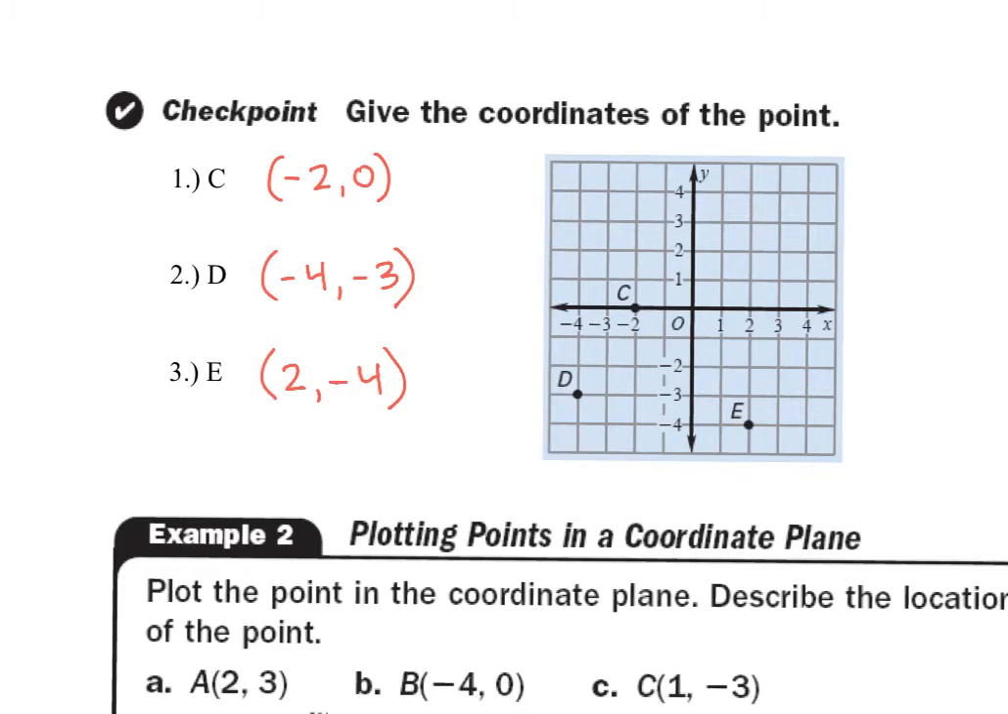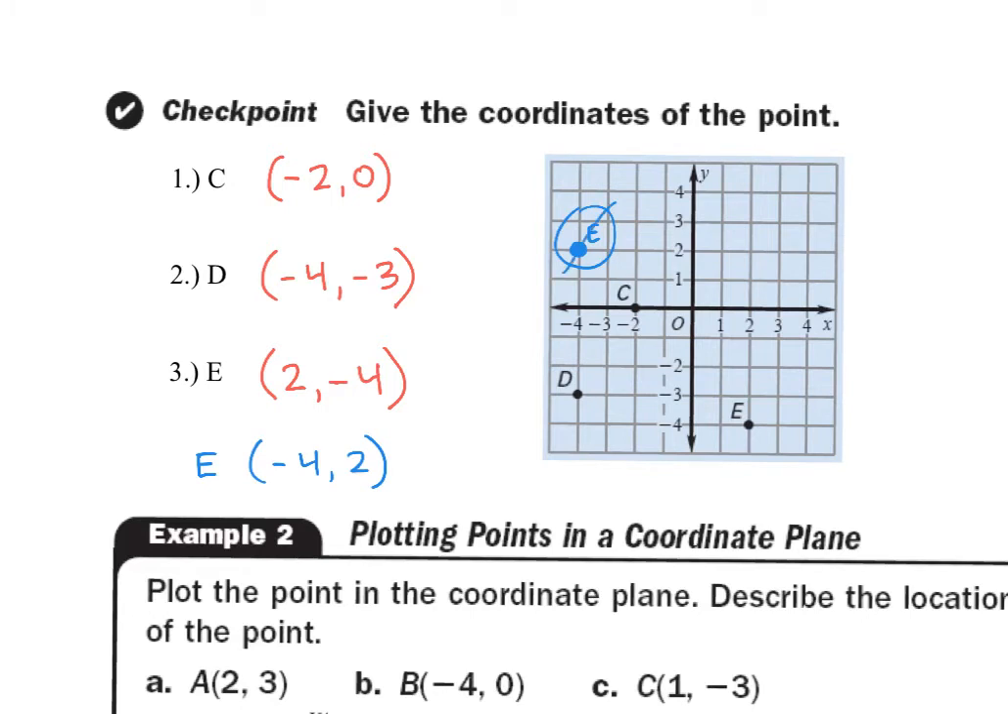For example, if you had said that point E was located at negative 4, 2, that would be wrong. Even though you have the correct numbers, you have them in the wrong order, and the order makes all the difference because remember, the first number tells you how much you moved right or left. The second number tells you how much you moved up or down. So if you had said that E was located at negative 4, 2, that would actually be up here, which is not where E is located.